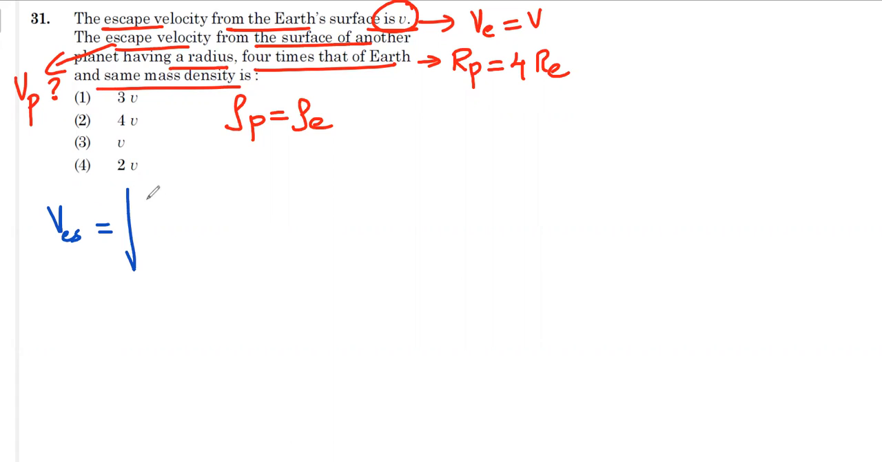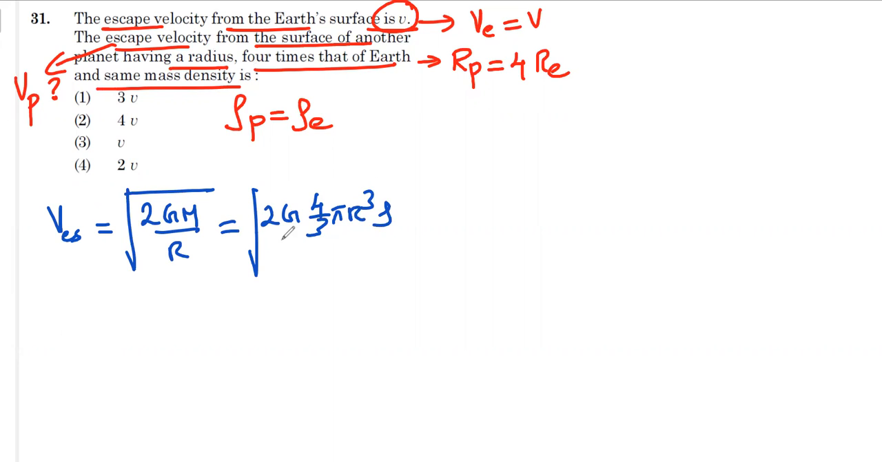V escape is root of 2GM by capital R. But they haven't given the mass, they have given the density, so I'm going to write it in terms of volume and density. It's a planet, so if you take it as a sphere, mass is volume, 4/3 pi r cube, times density, divided by r. Whenever there are a lot of variables, as I have said before, you don't have to look at all the variables and leave all the constants, focus only on the variables.